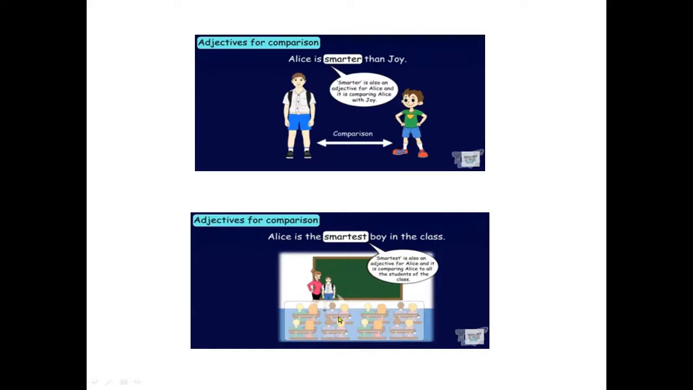Now if it is a comparison within the whole class, meaning the number of students in a class, then what should we say? We should say Alice is the smartest boy in the class. You can see so many students in a class, and if Alice is smart enough among all these students, we will use the word smartest to describe this noun boy.